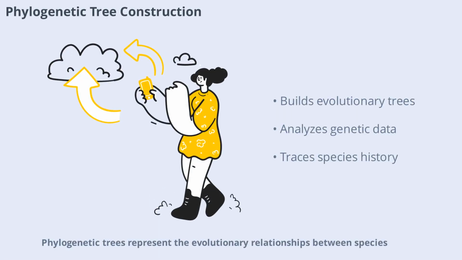Phylogenetic trees represent the evolutionary relationship between species. Constructing these trees from genetic data is a complex task, but evolutionary computation makes it more manageable. Algorithms can search for the most likely tree structures, accounting for mutations and evolutionary events. This helps scientists trace the history of life and understand how different species are related.